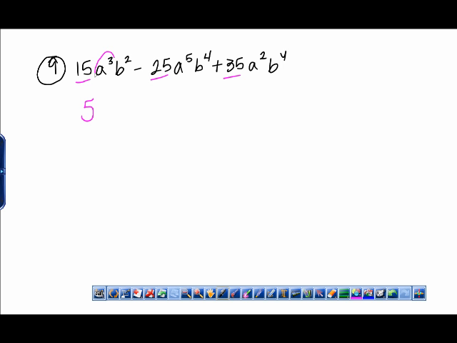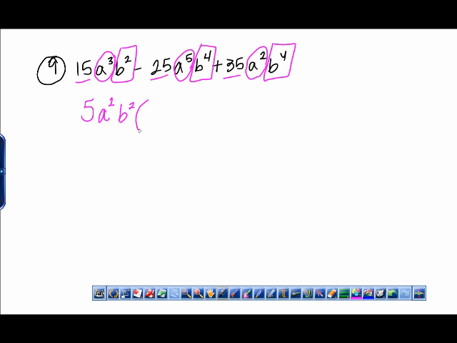When you're doing this with the variables, though, what you're really looking for is the smallest exponent, because that's something that will go into everything. So you wouldn't want to pick a to the 5th, even though that's the greatest one. I can't pull an a to the 5th out of a squared. So you're actually looking for the smallest exponent there. So that's a squared. So then what would it be for b? We got b squared, b to the 4th, and b to the 4th. All right, so that would be b squared as well.